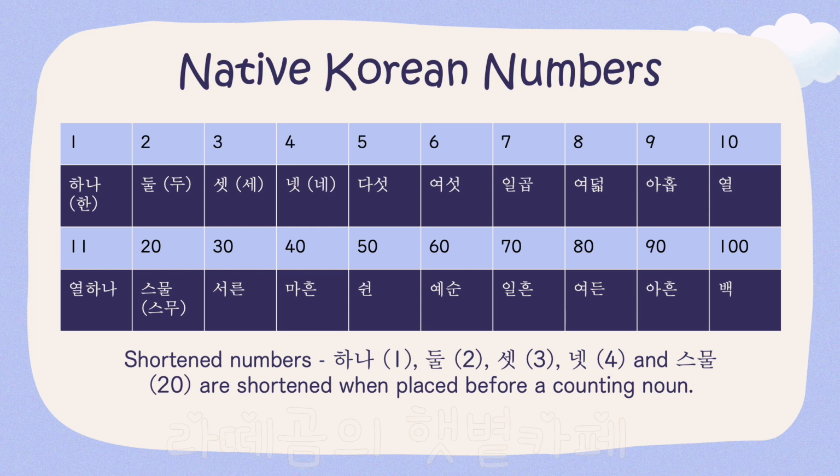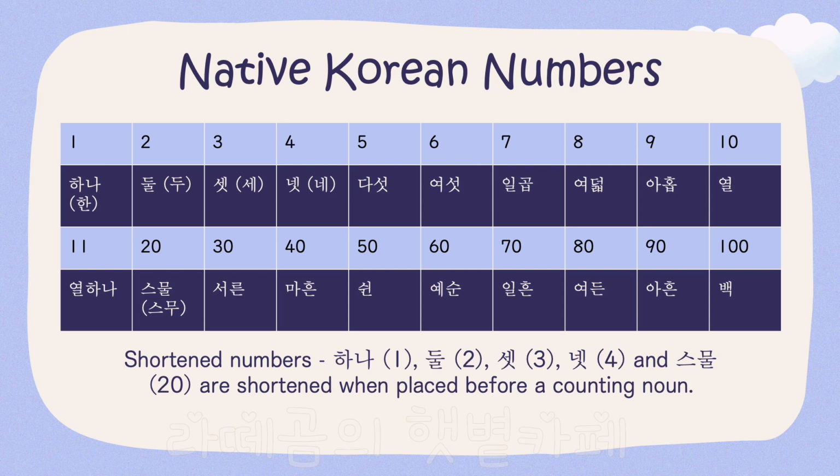The difference here from Sino-Korean numbers is that the numbers for 20, 30, 40, and up, so each of the multiples of 10, are not just the combination of the smaller numbers. They now have their own specific terms. So 20 is 스물, 30 is 서른, 40 is 마흔, 50 is 쉰, 60 is 예순, 70 is 일흔, 80 is 여든, 90 is 아흔, and 100 again is 백.